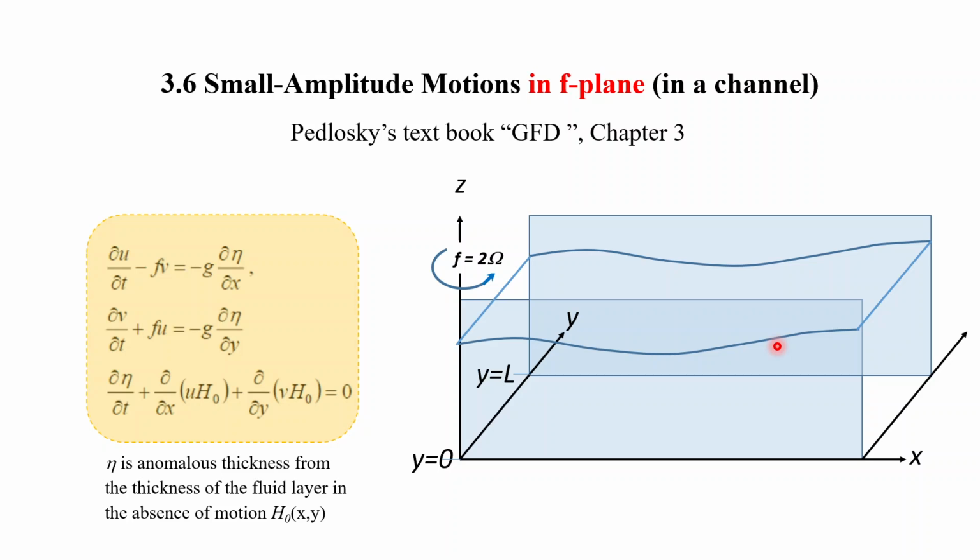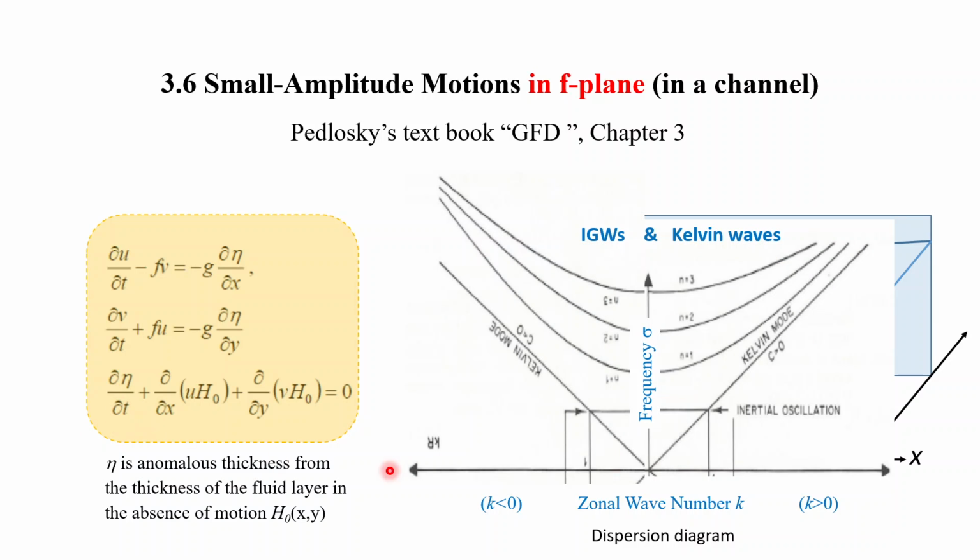You can think about this as a tropical channel. The water is confined between a tropical belt, say at the equator, and a northern latitude, with the width of the latitude belt L, on a constant rotating plane. The set of shallow water equations is solved, and the solutions consist of inertial gravity waves and the Kelvin waves.